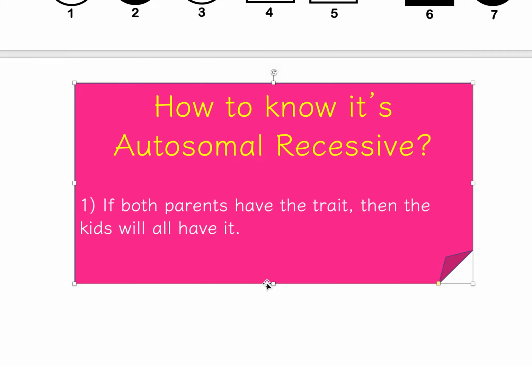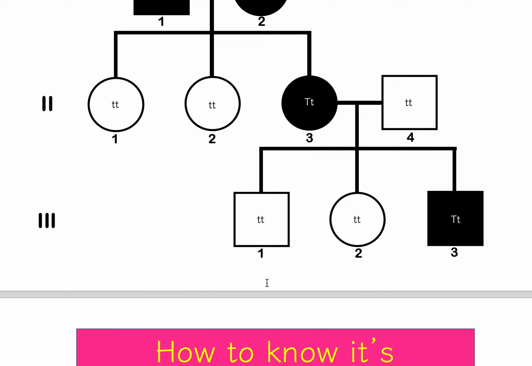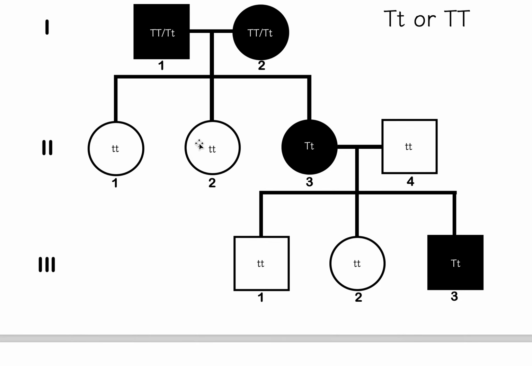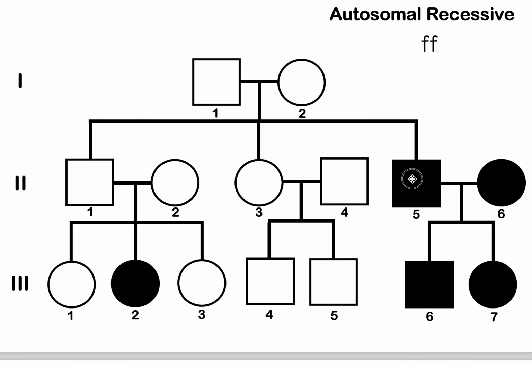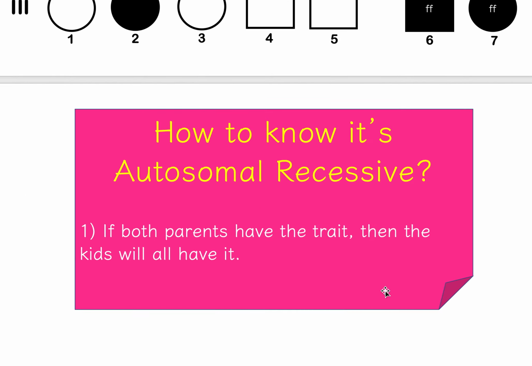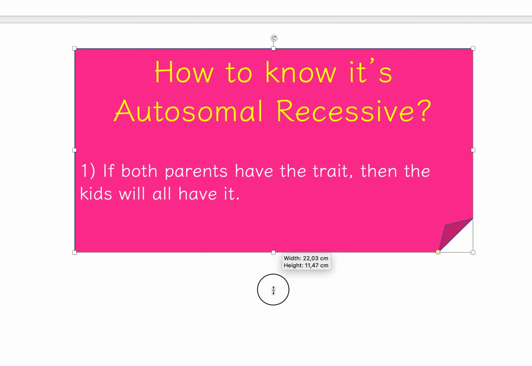If both parents have the trait, then the kids will have it. Remember, we just said over here that if both parents have it, the kids don't necessarily have to have it, because the parents could have a big T and a small t, and they pass on small t's, and the kid has both small t's and so they don't have it, right? But in autosomal recessive, if both parents have it, so for example here we can see both these parents have it, then there's no way their kid cannot have it, okay? Because they only have recessive alleles to pass on. So that's key. That's the first one. That's very important. Next one.